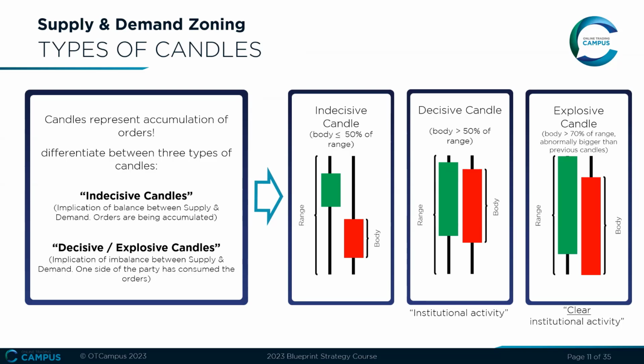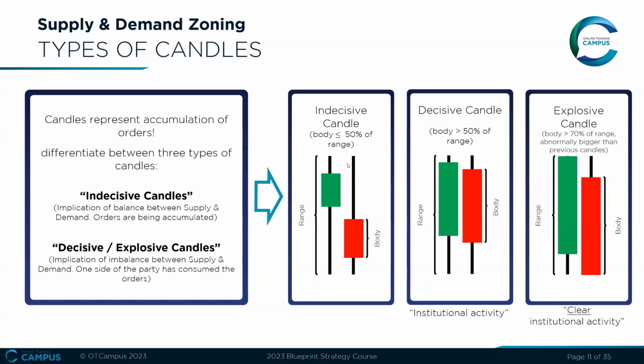So we'll have indecisive candles and we'll have decisive and explosive candles. These types implicate completely different scenarios of what those candles may mean for us and why we want certain candles to be part of certain parts of the formation. As we know, candles represent transactions that have already taken place. So they represent accumulation of orders.